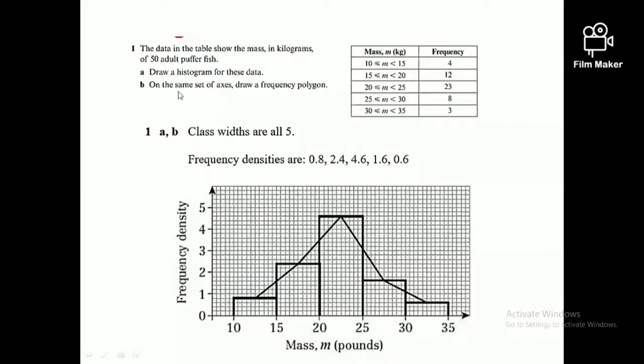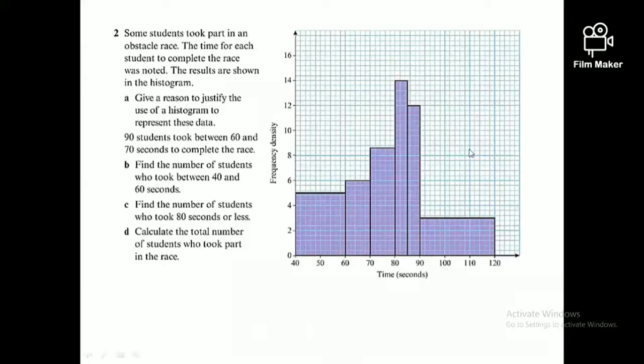After that, on the same set of axes, draw the frequency polygon. How to draw the frequency polygon? Get the midpoint of the first bar, midpoint of the second bar, midpoint of the third bar, midpoint of the fourth bar, and midpoint of the fifth bar, and you can mark the midpoints. Is that clear, children? Hopefully you can understand how we are supposed to do this kind of question. Okay, let's go to the next question.